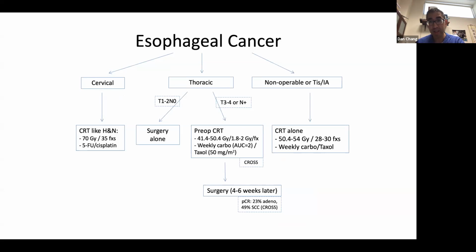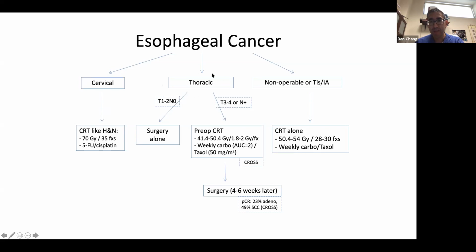Sometimes it could lead to a laryngectomy, for instance, so a patient may lose their voice box. So chemoradiation is considered a standard of care. We tend to treat these like head and neck cancers, so you use cisplatin 5-FU with about 6 to 7 weeks of radiotherapy.